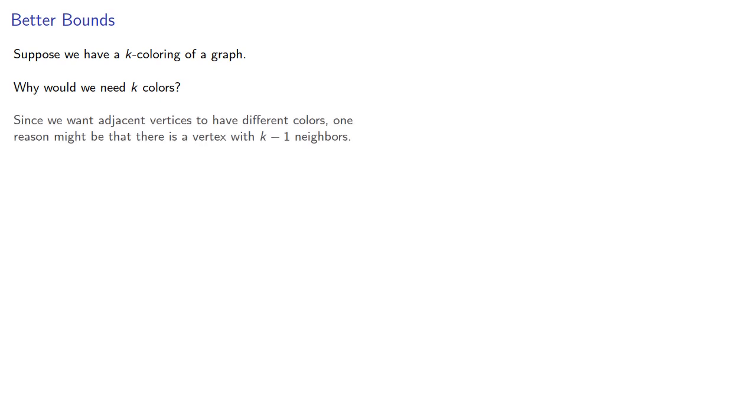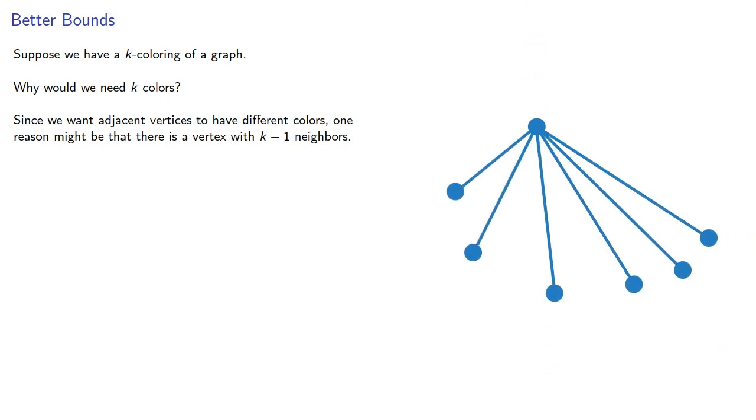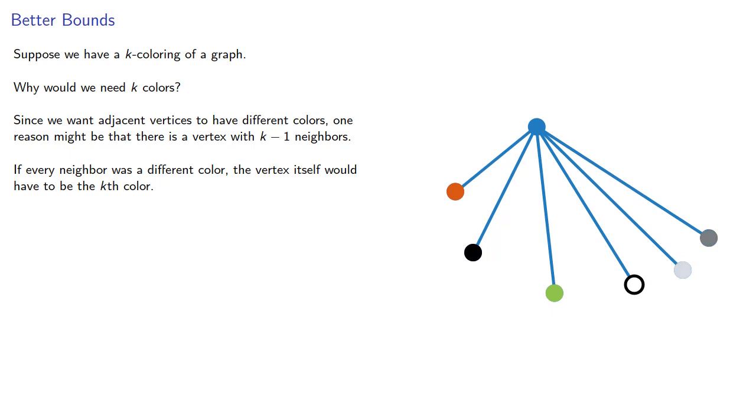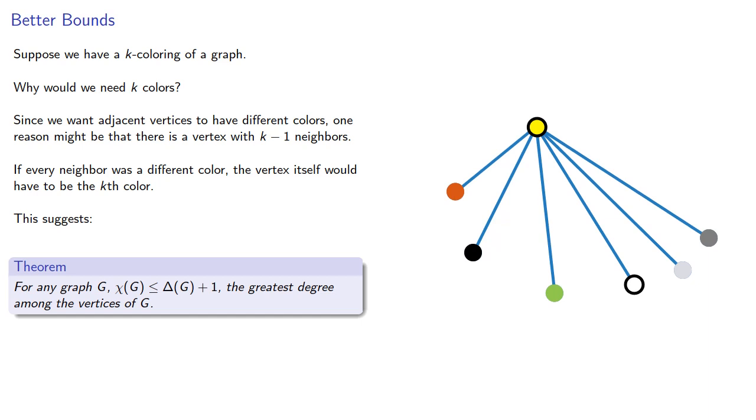Suppose we have a k-coloring of a graph. Why would we need k colors? Since we want adjacent vertices to have different colors, one reason might be that there is a vertex with k-1 neighbors. If every neighbor was a different color, the vertex itself would have to be the kth color. And this suggests that for any graph G, the chromatic number must be less than or equal to the greatest degree plus 1.